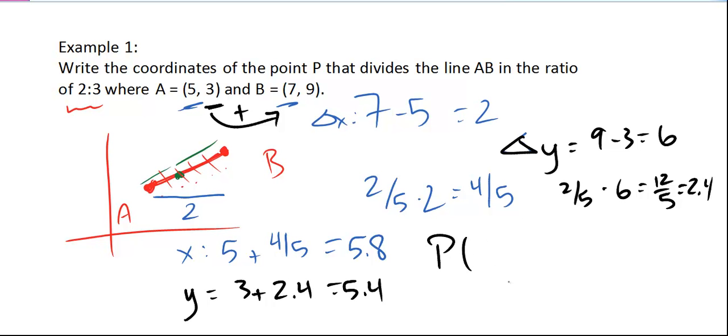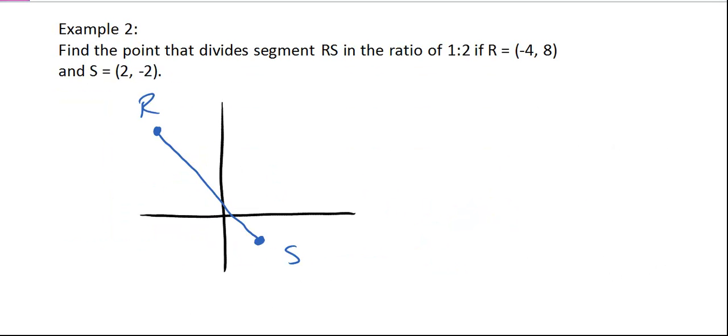Okay, so point P should have the coordinates 5.8, 5.4, right? Because instead of going a whole 2 units this way and 6 units that way, I'm only going 2/5 of the way there, right? So I'm only going again 4/5 in this direction and 12/5 or 2.4 in that direction, and that's going to put me at exactly where my point P needs to be. Okay, so let's take a look at another example.